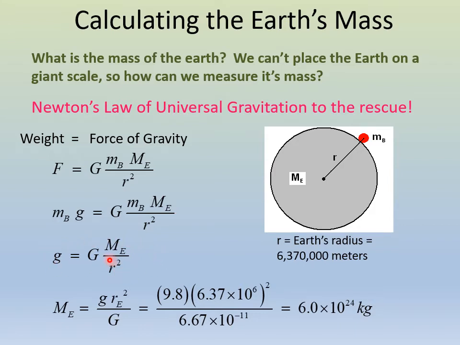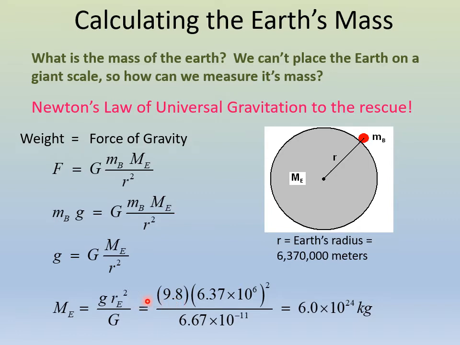But that's not what we're going to do. We're going to use this equation here to solve for the mass of the Earth. And let's pretend we don't know what the mass of the Earth is. So the mass of the Earth should be equal to little g times the radius of the Earth squared divided by big G. So we know all these numbers here. Little g, of course, is 9.8. We can measure that very easily.